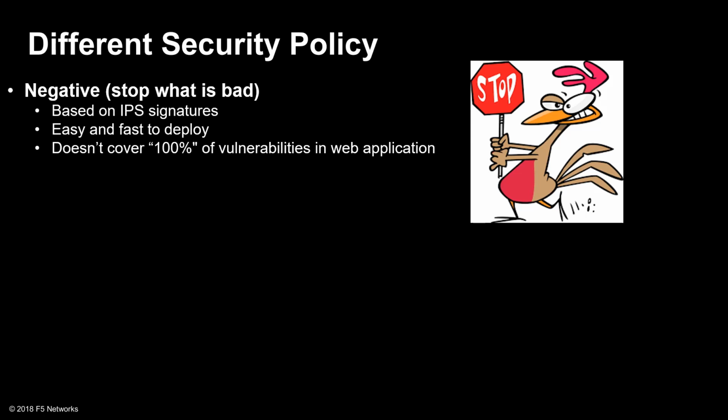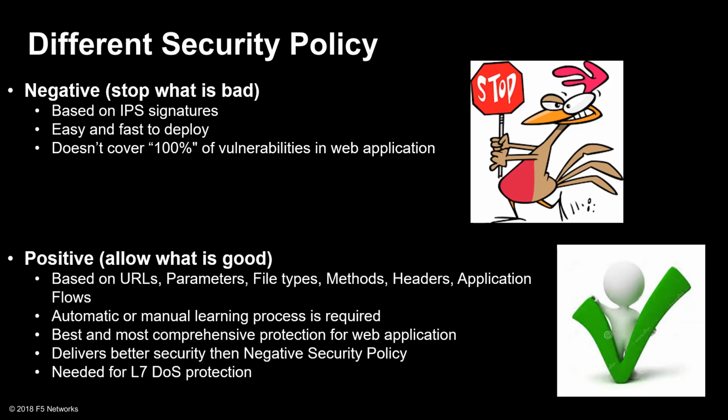So with negative security, you're always one step behind the bad guys, you might say. With positive security, however, you turn the game around. What we say at F5 is, hey, if you're playing a game that you cannot win, you should change the rules. And that is exactly what we do with positive security. With positive security, you're able to identify what is good for your applications, based on URLs, parameters, file types, methods, headers, application flows, etc.